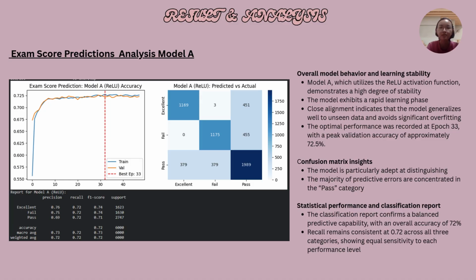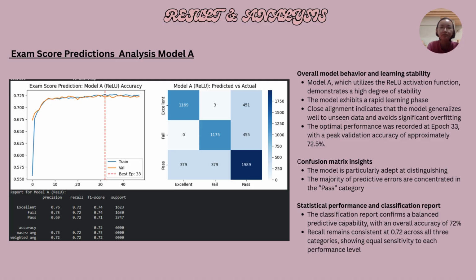The model achieved its best performance at epoch 33, reaching a peak validation accuracy of approximately 72.5%. Based on the confusion matrix, Model A is particularly effective at distinguishing between the highest and lowest performance levels. There are almost no cases where excellent students are misclassified as failed or vice versa. Most errors occur in the pass category, where some excellent and failed students are predicted as pass, indicating difficulty around the boundary of the middle class.